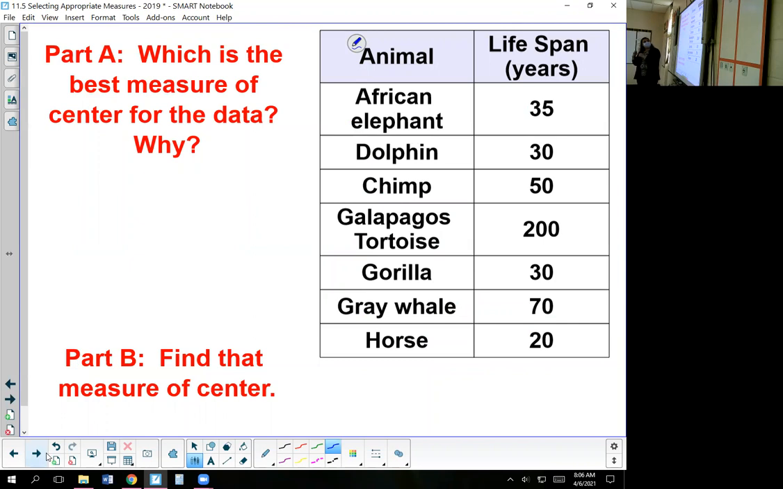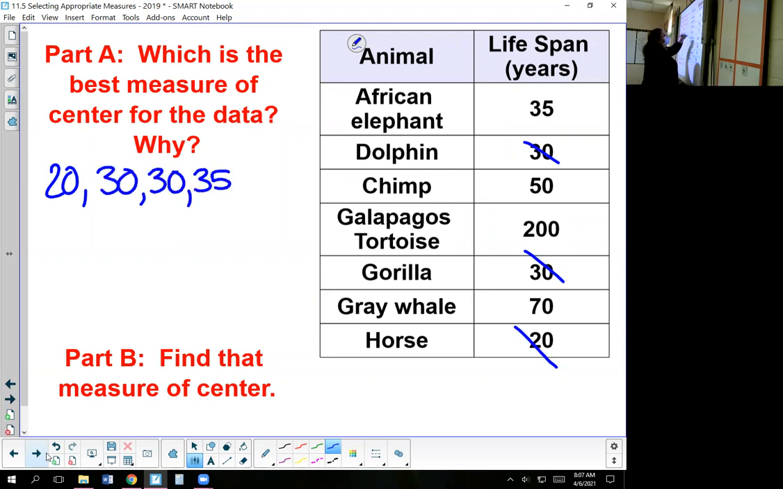All right, which measure of center is best for the data and why? So let's see. We're going to write these in order first, right? So what's the lowest one here? I can't see it. 20. 20, then 30, 30, 30, 30, 35. I got a 50, a 70, and a 200.